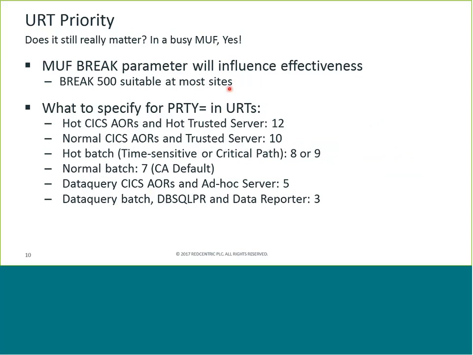This actually contradicts some stuff that's in the manuals, but I'll tell you that all the sites that I've worked with, we've tested it all, and break 500 is the right value. So even with break 500, which is the maximum you can have, what should you specify for priority in your URTs? Well, if you have separate KICS AORs, application-only regions, for your really, really critical stuff, the stuff that's got to be instant response, then I call those hot KICS application regions, and hot trusted server applications, then set the URT priority to something like 12. For normal KICS application regions and your trusted server, set it to 10.